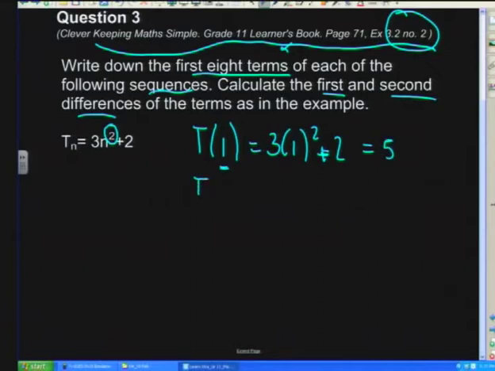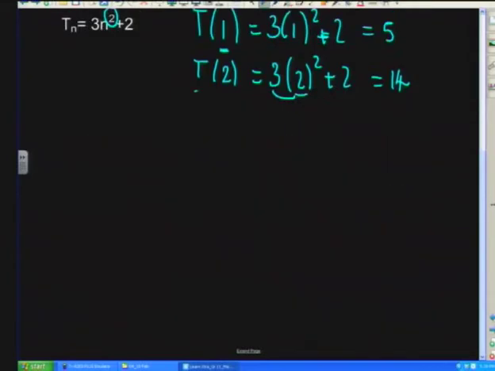For term 2, we substitute 2 in place of n, and we're going to get 3 times 2 squared plus 2. So that's going to give me 4 times 3 is 12, 12 plus 2, 14. Term 3, we replace n with 3 and we get 3 times 3 squared plus 2. So 3 squared is 9, 9 times 3, 27, 27 plus 2, 29.